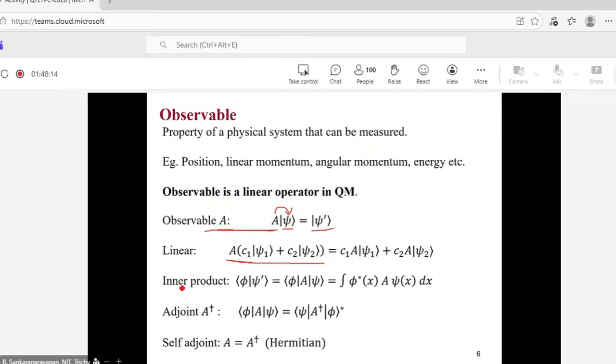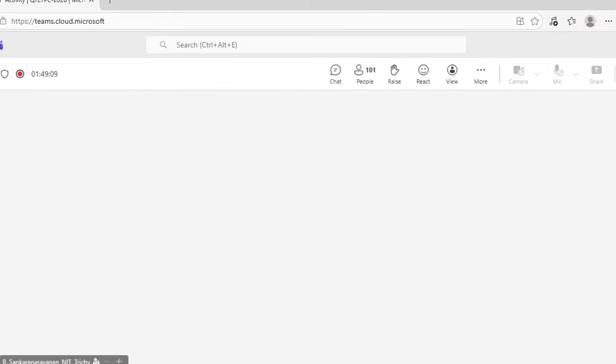And we should also have the inner product rule. Suppose I have an inner product of phi with psi prime, and psi prime is nothing but A psi, as mentioned earlier. So I take inner product of phi with psi prime, which is phi A psi. The meaning of phi A psi is nothing but this integration, the inner product of phi and psi prime. It's just a compact way of writing this whole integration as phi A psi.